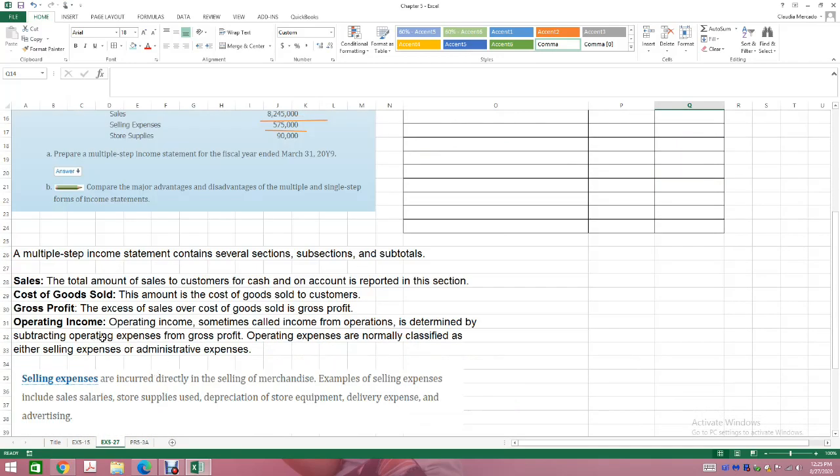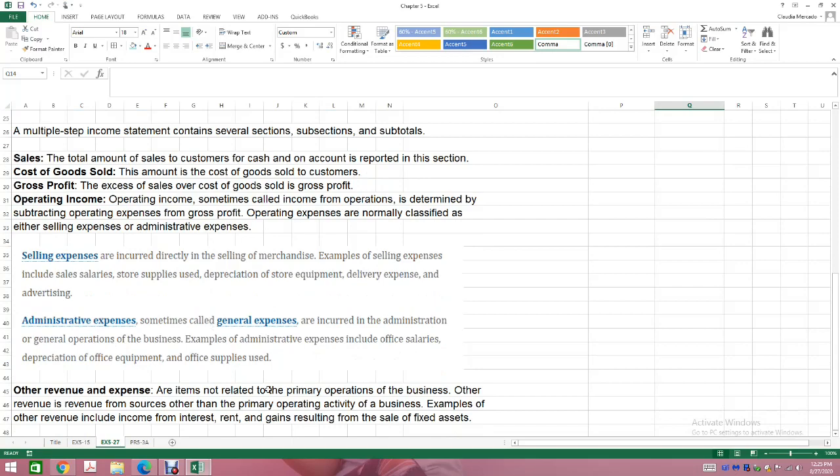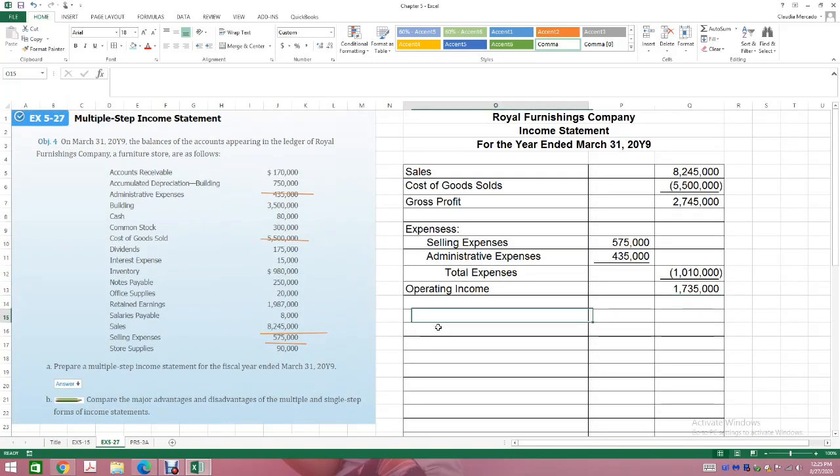So operating income, sometimes called income from operations, is determined by subtracting operating expenses from gross profit. Okay, operating expenses are usually classified as either selling or admin expenses, which we had already covered. The last thing we have is another category called other revenue and expenses.